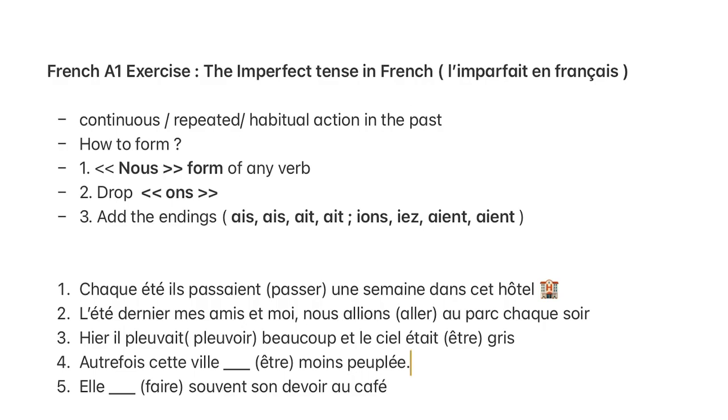Moving on to the next one. Autrefois, cette ville (être) moins peuplée. The verb in the brackets is être, which means to be. So we need to conjugate the verb être using the imperfect tense, that is l'imparfait. The verb être is an exception when it comes to the imperfect tense, since it already has its stem, that is É and T.